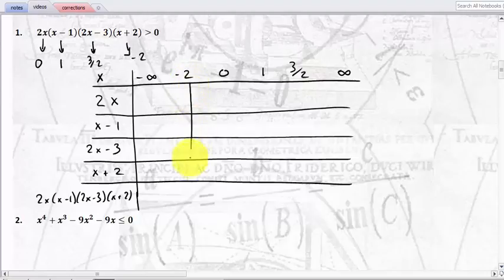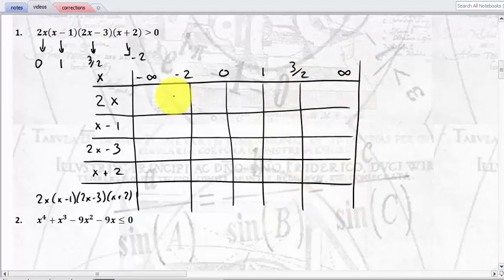Okay, then on the top row, we need to write the different values of x that will make all the factors equal to 0. So this is equal to 0 at 0, this is equal to 0 at 1, 3/2, and negative 2. We need to write these values in order: negative 2, 0, 1, 3/2. Then we draw a line right below each value. Like that. Finally, I'm going to write the zeros on top of the line.